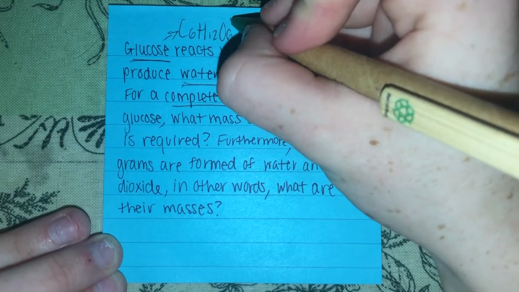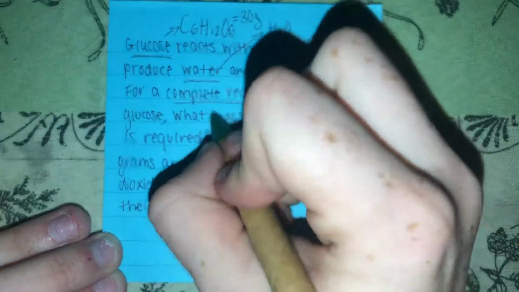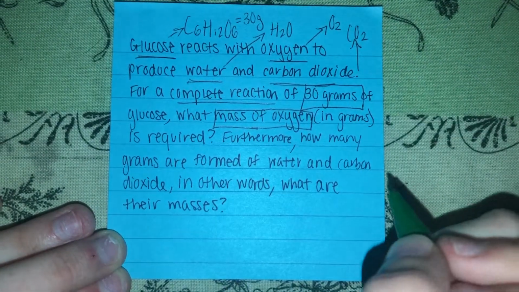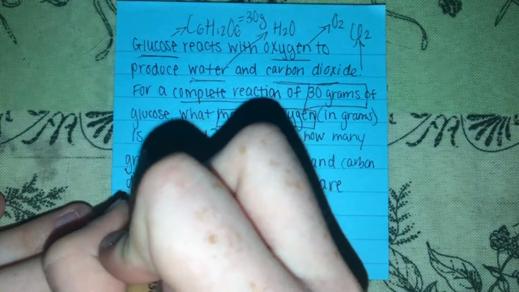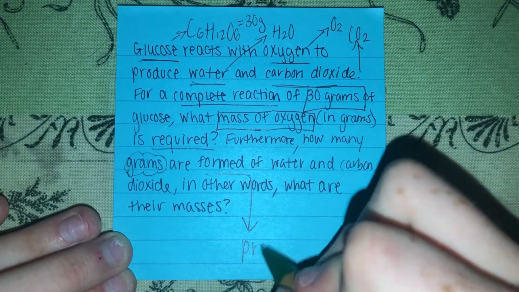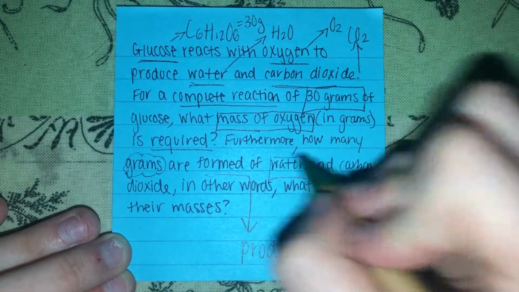And that would be oxygen gas. Furthermore, how many grams are formed of water and carbon dioxide as products? In other words, what are their masses?